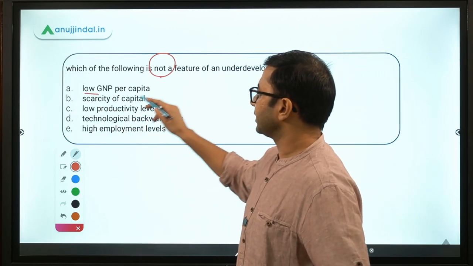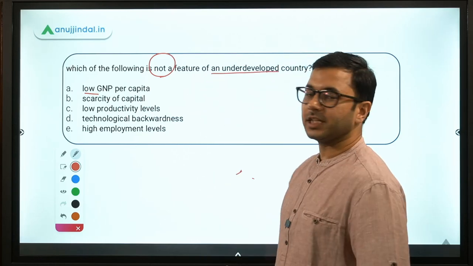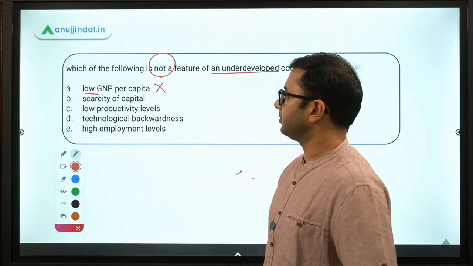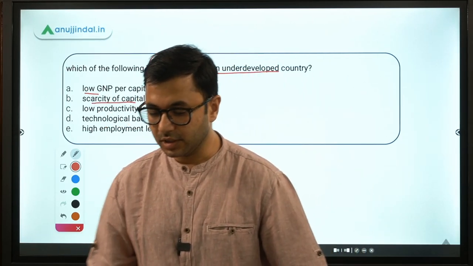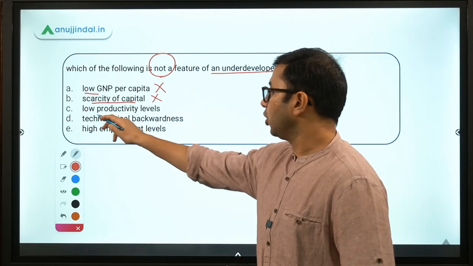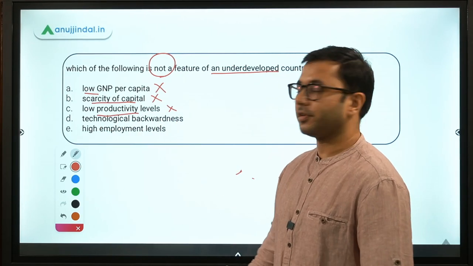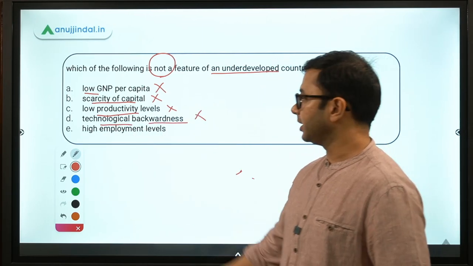Low GNP per capita. If the per capita GNP is low, it is a sign of underdevelopment. So it is one of the features. Scarcity of capital. Yes, one of the features. If there is scarcity of capital, that means there is underdevelopment. Low productivity. Yes, one of the features of underdevelopment. Technological backwardness. Yes, one of the features of underdevelopment.